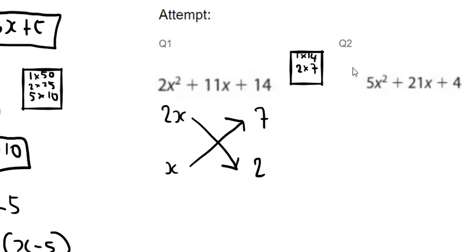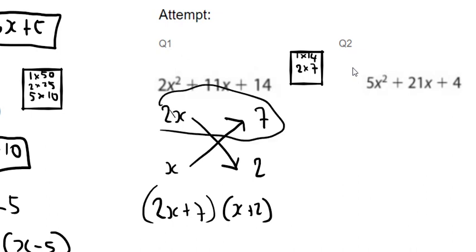So this 2 on the bottom turns into a 4 because of the 2x up here. So 7 plus 4 would be 11. So my brackets then are 2x plus 7 and x plus 2. So that's my first bracket, and then this is my second bracket.